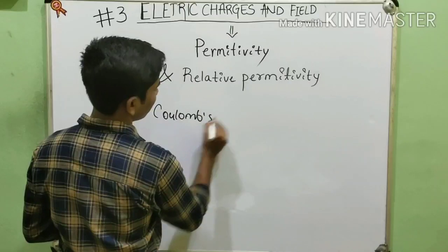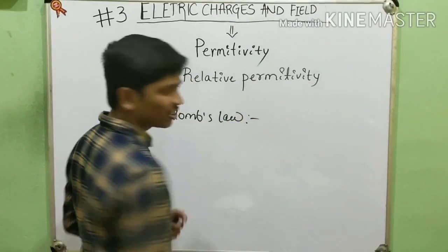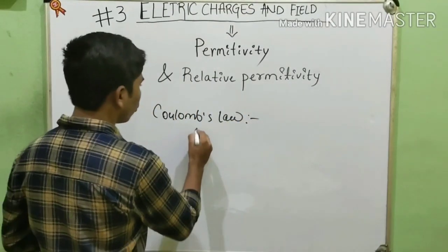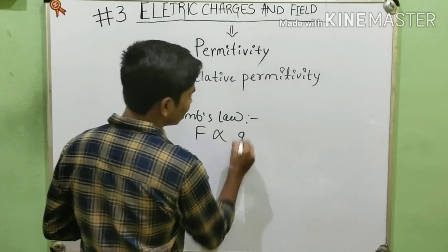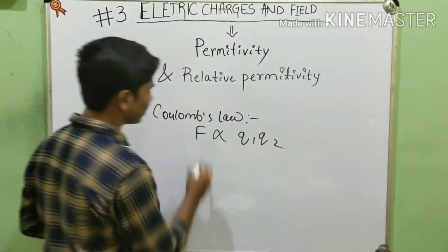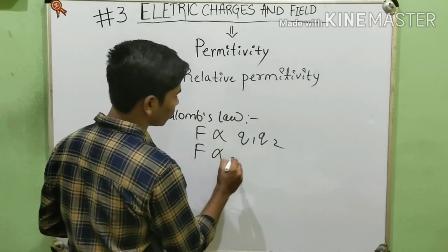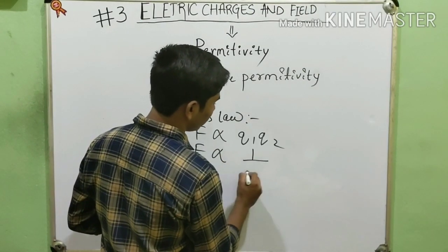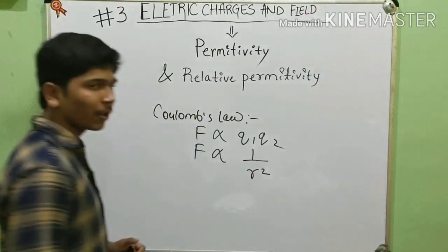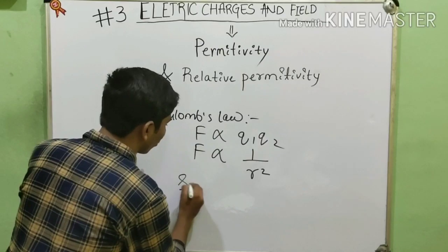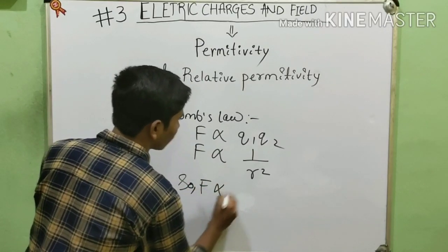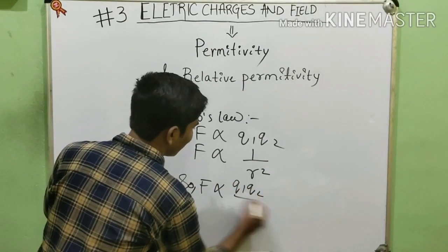Coulomb's law. Charles Augustin Coulomb states what? Force is directly proportional to the product of charges and inversely proportional to the square of the distance between them. Remember or not? So by combining these two, F is proportional to Q1 Q2 by R square.